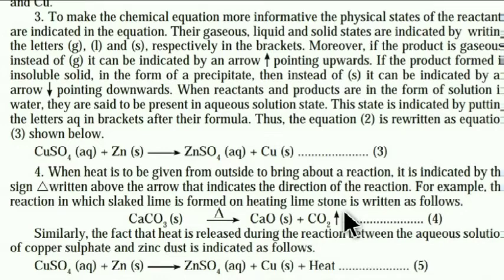Next, if the product formed is an insoluble solid, that is, a precipitate, then instead of S or solid, it can be indicated by an arrow in downward direction. At last we are seeing activity number 3 and 4. There is formation of yellow precipitate and white precipitate. So in that reaction we can indicate the precipitate by showing an arrow like this.